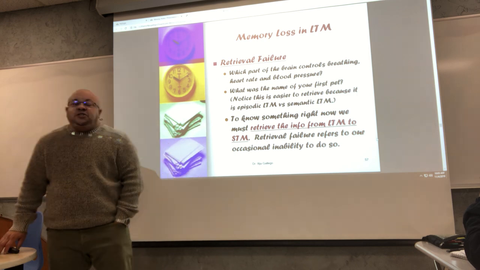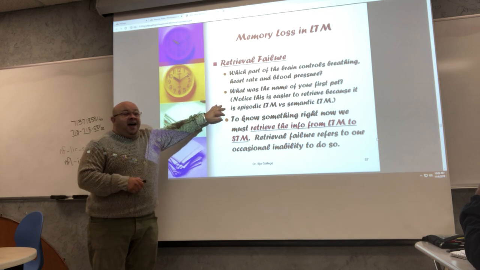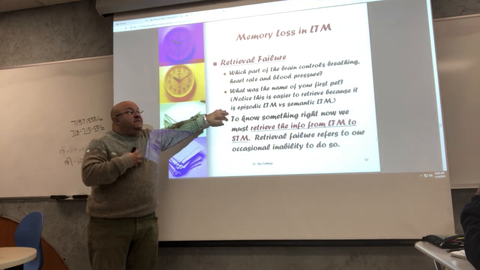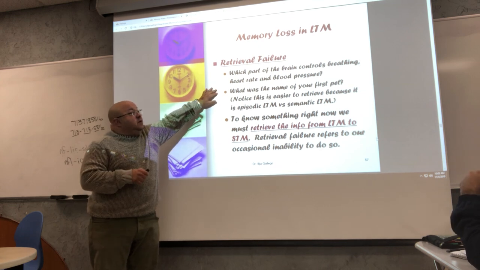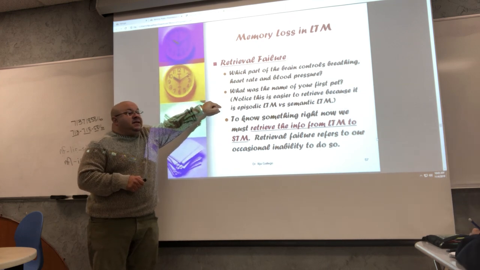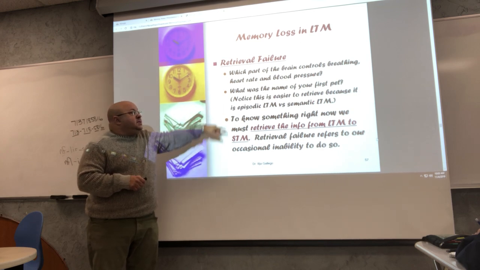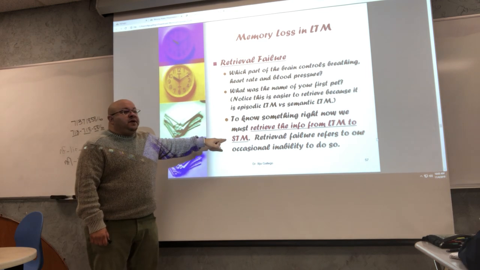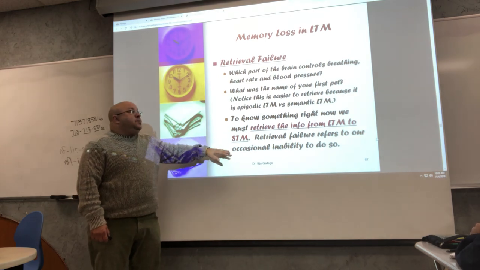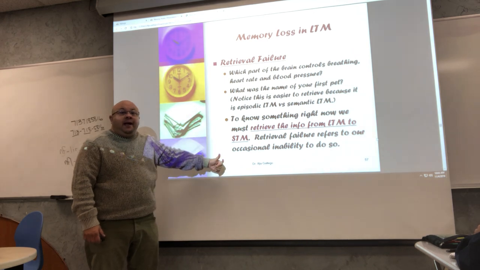Okay, so notice how much easier it is to remember stuff that is episodic, about us, versus semantic, which is general knowledge. So the medulla was hard to remember because it's semantic, but the information about us is much easier to remember because it's episodic. To know something right now, we have to retrieve it from long-term memory and bring it back to short-term. So you probably know the medulla, it's in there somewhere, but you couldn't bring it back up.